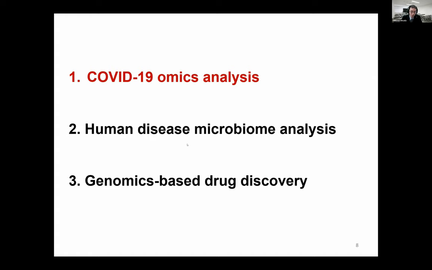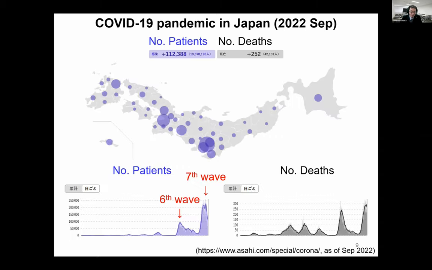One of them is COVID-19 omics analysis. I would like to see people in person, but regrettably most of our work is still online. Here is the COVID-19 pandemic in Japan. We are now, I think, at the last stage of the seventh wave. What we have learned from the pandemic is that everything happening was unexpected for us. We currently do not know what COVID-19 is, whether an eighth wave will occur, or how large it will be. The pandemic has been a long mystery for us.